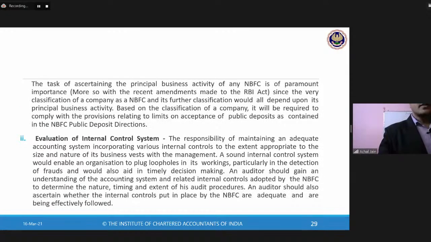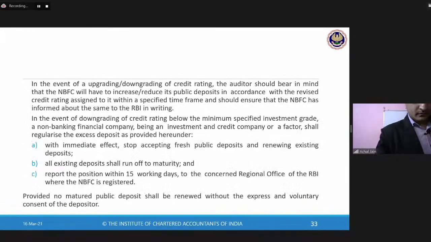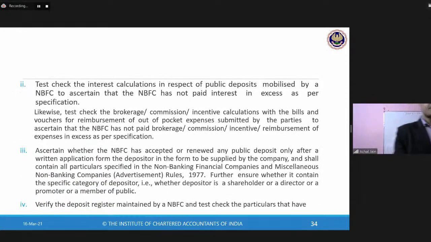Now moving further on to the registrations we have discussed. What's the next thing which the auditor will do? This planning and risk assessment, all of these things have been completed. Now the auditor will get into the execution wherein he will pick up the substantive testing. And let's understand what this substantive testing will include in the context of an NBFC.